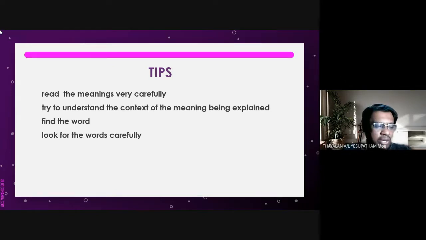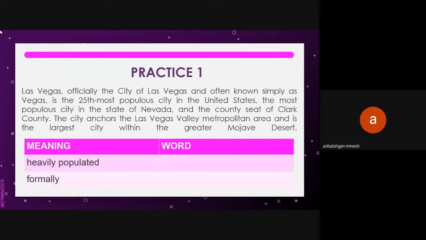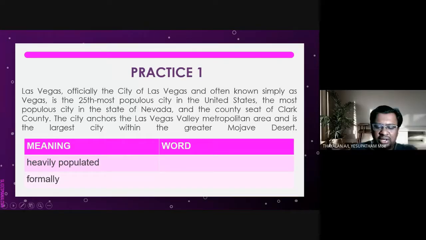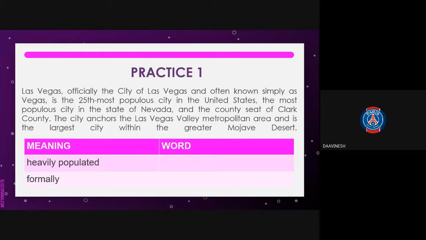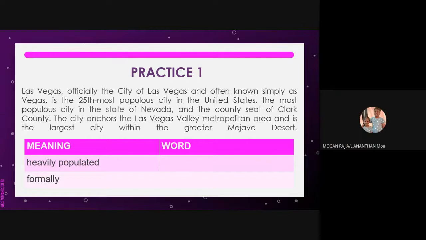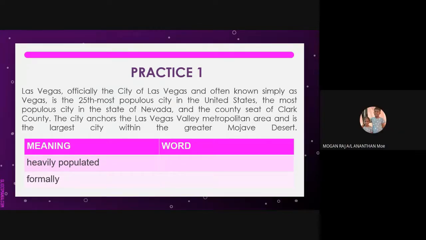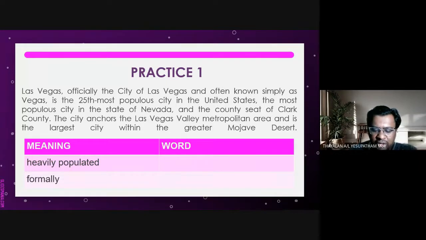Now, let's look at some examples or some practices. Are you ready for some practices, people? Yes, sir. Can I have a volunteer to read this? Who can volunteer to read this, please? I, sir. What is your name? Morgan. Okay, when you say I, sir, you need to tell your name. Only then I would be able to understand.